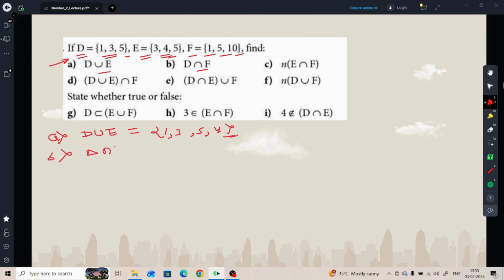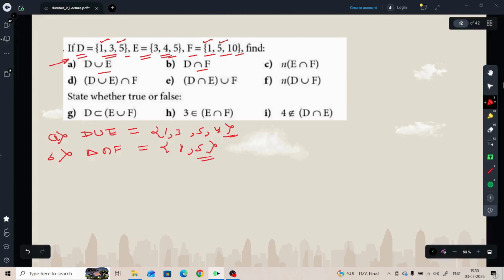Second part, D intersect F. So that means the common elements present in D and F. So it will be what? 1 is present in both, but 3 is not present, 5 is present in both. So yeah, D intersect F will be 1, 5. It's as simple as that.